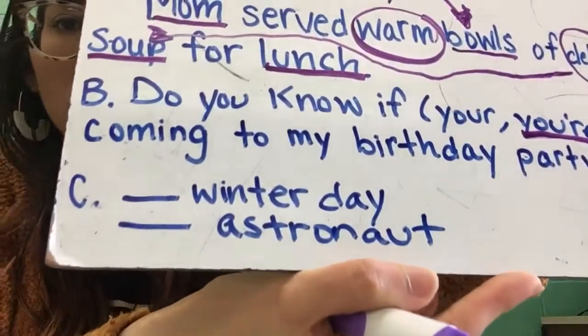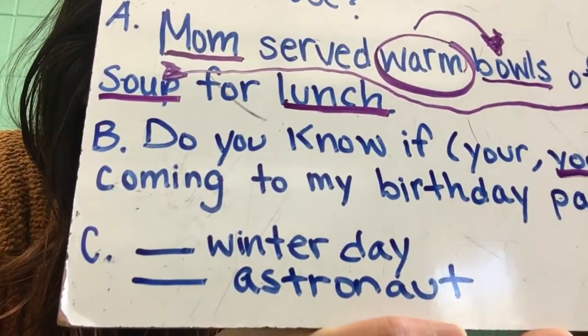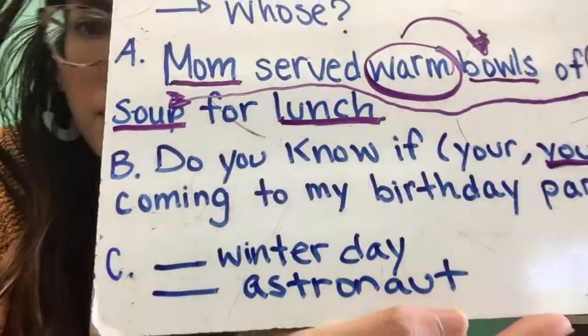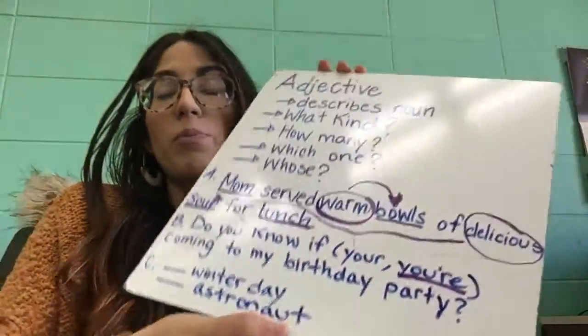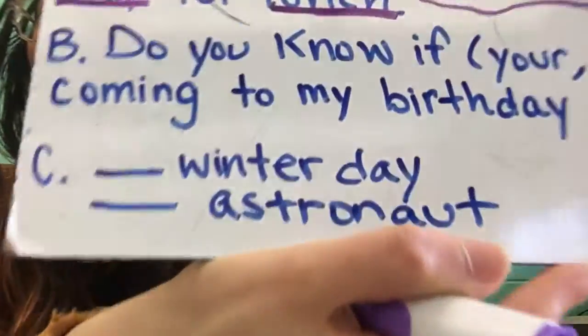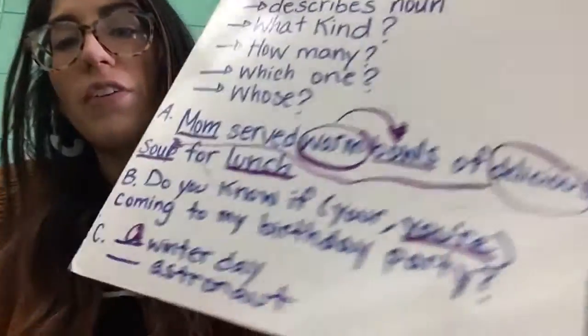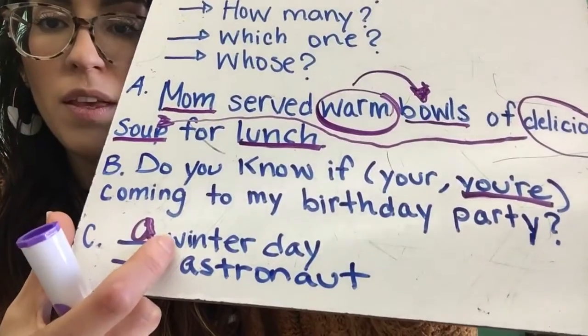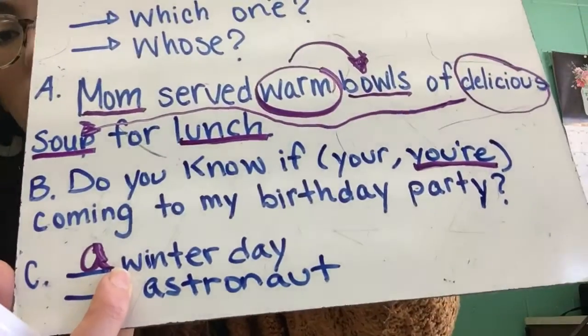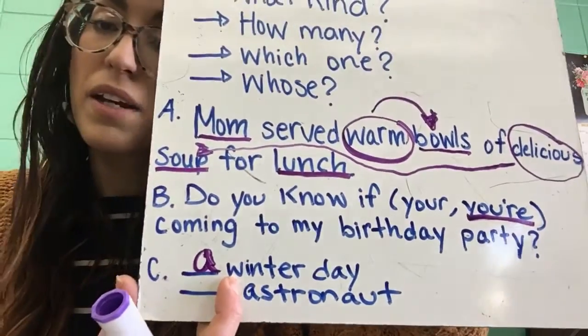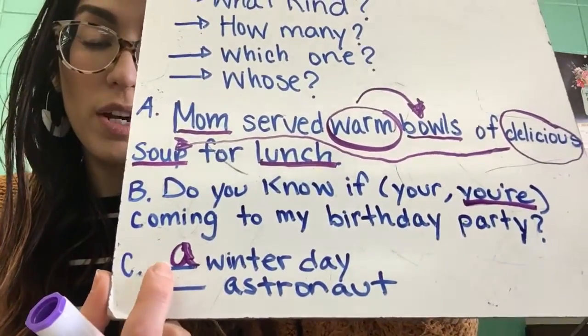We have C, so the first one says, number 1, winter day. So we're going to put a or an for winter day. A, very good. And it's going to be A because W is the first letter. Is that a consonant or a vowel? Good, it's a consonant. So since it's a consonant, you're going to put A. Let's do the next one.